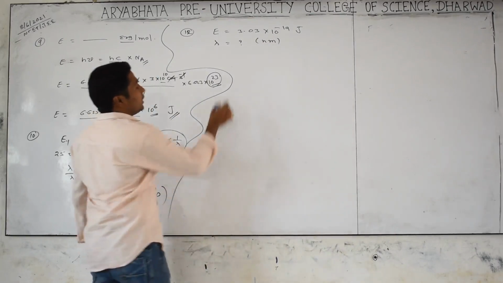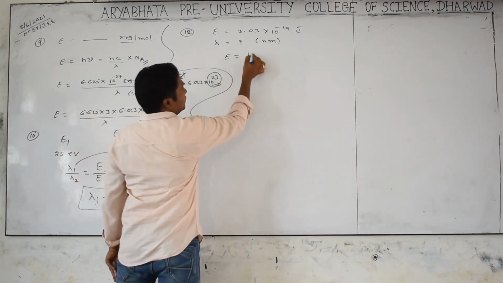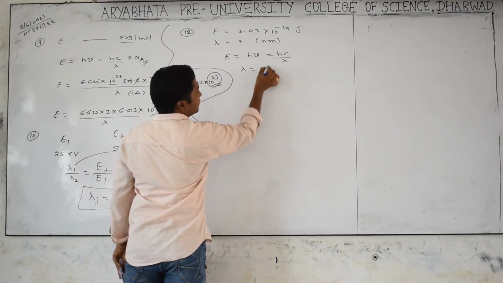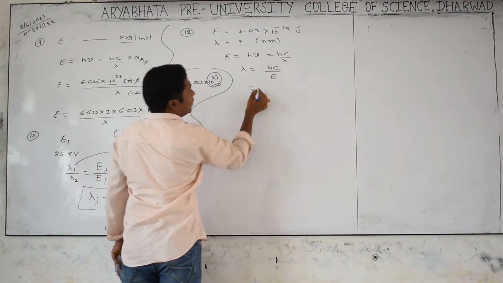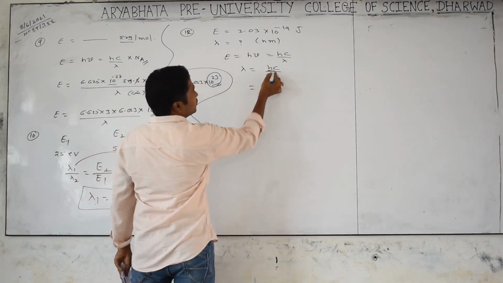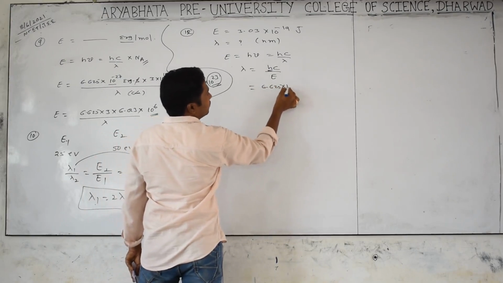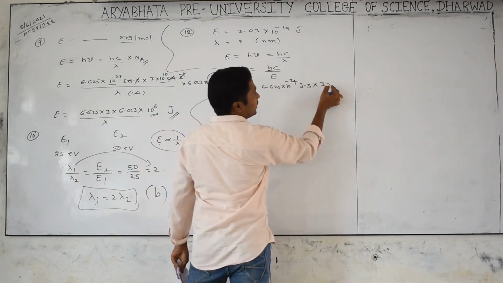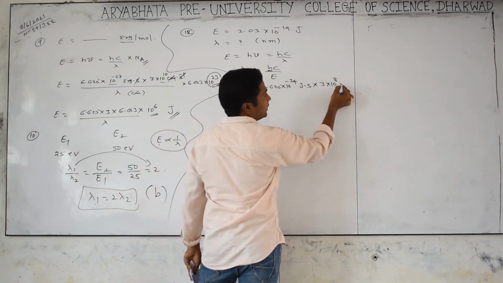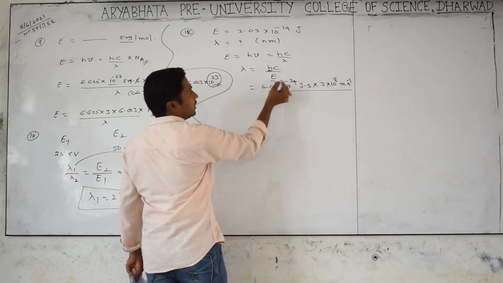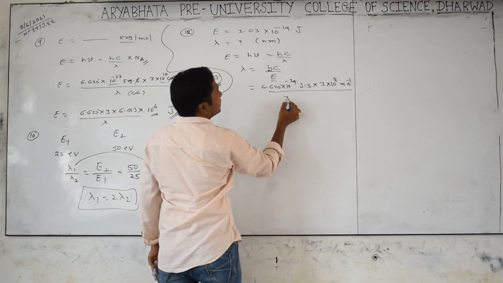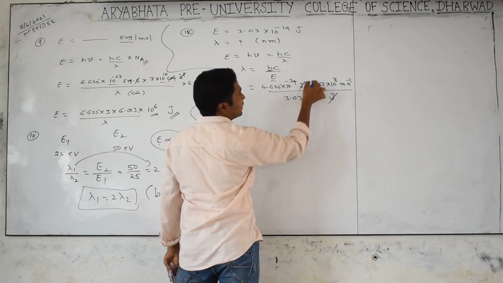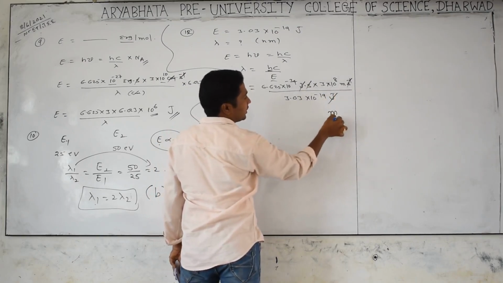What we can do: energy E is equal to h nu, and h nu means hc by lambda. Separating, lambda is equal to hc by E. Here, what value of h should be taken? 6.625 into 10 to the power of minus 34 joule second, into c, 3 into 10 to the power of 8 meters second inverse, by energy, 3.03 into 10 to the power of minus 19 joule. Joule cancels, second inverse cancels, and the answer comes in meters.